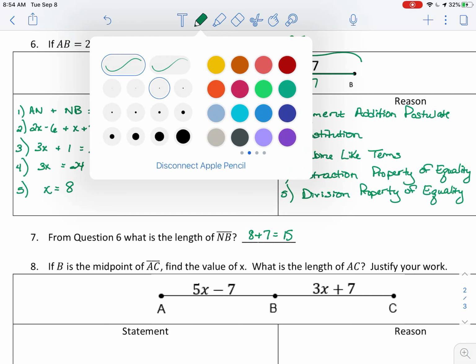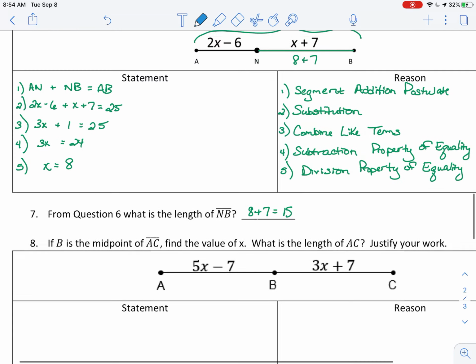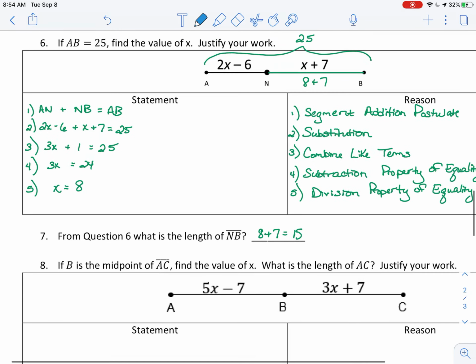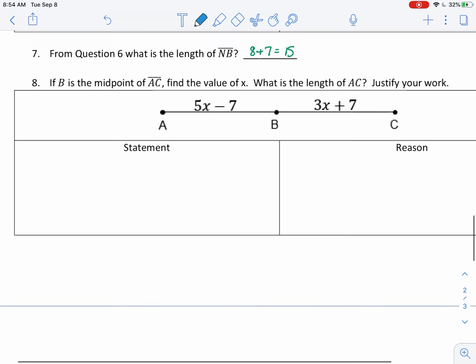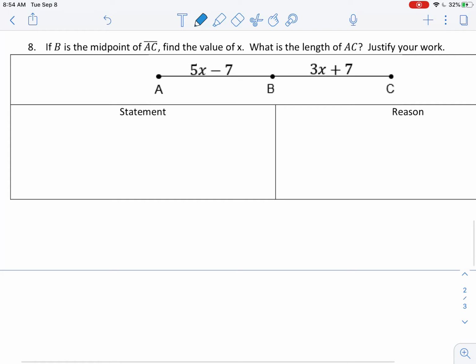So we're going to have several of those that feel really similar, where I'm just going to say, okay, I can add them together. I know this part and this part. I know the whole thing. That's a bit different story here for number 8, specifically because number 8 is using the term midpoint, which remember we know means the point in the middle.